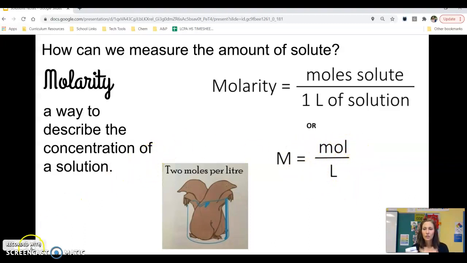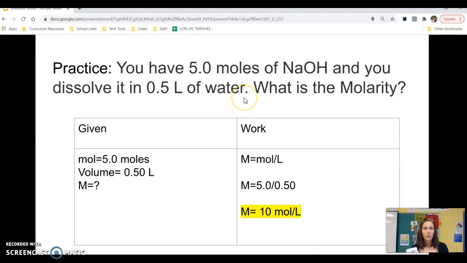Let's go ahead and try one of these. If you have 5 moles of NaOH and you dissolve it in 0.5 liters of water, what is the molarity? We have 5 moles, we have half a liter, and we're looking for molarity. Again, molarity is moles per liter. So we're going to do 5 divided by 0.5, which is 10. So I end up with 10 moles per liter for my molarity. I can use a big capital M for my unit, or I can say moles per liter. Either of those is a correct way to represent a molarity. And so this is a quantitative measure of how much solute there is per amount of solvent in a solution.